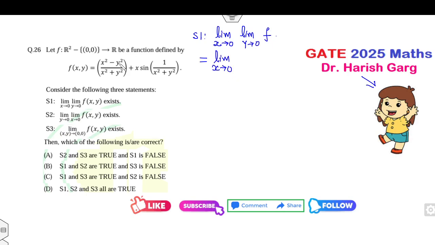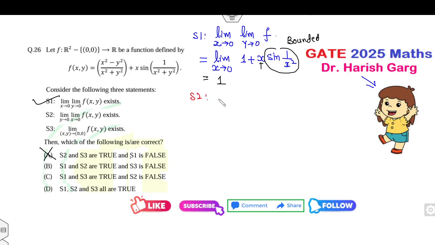If you take y approaches 0, this value will be 0. This number is 1 plus x sine of 1 by x square. Now clearly when you take x approaches 0, this is a bounded function, and when you multiply it by x, it is 0. The answer is 1. So yes, the limit S1 exists. So option A is cancelled out.